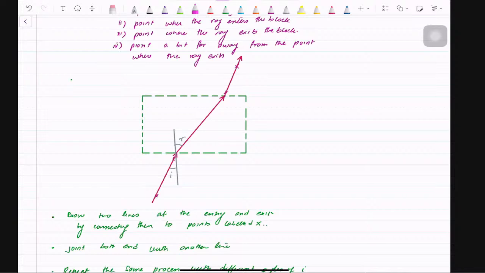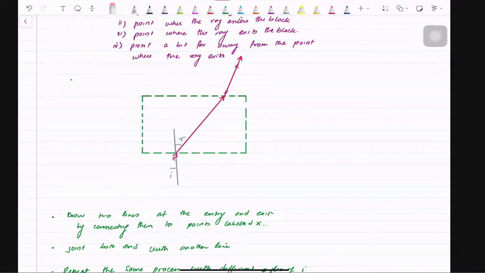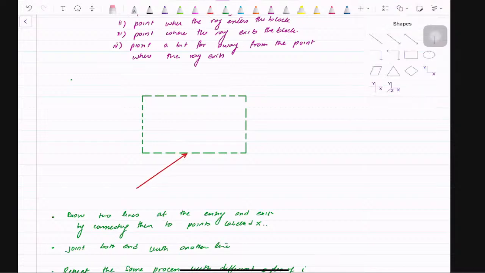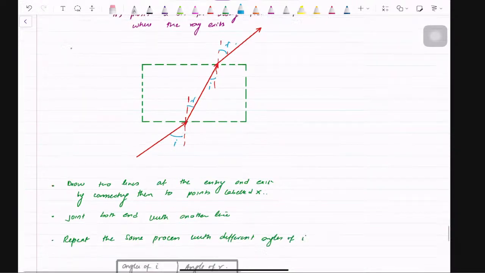it should have bent the other way, but oh my god, the diagram is a bit shaky, sorry. Need to make it again. Make the diagram first and then I'll mark it. Yep, now it's correct. Okay, so this is I, this is R, this is I, this is R. Okay, so that's why I've written this.